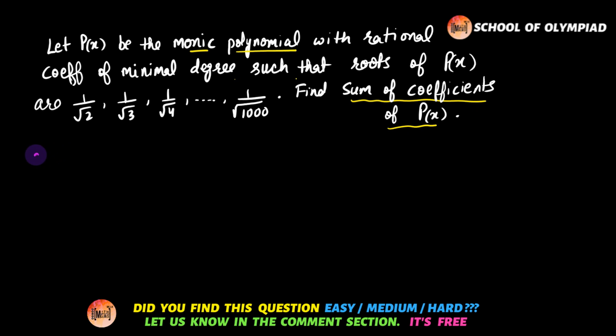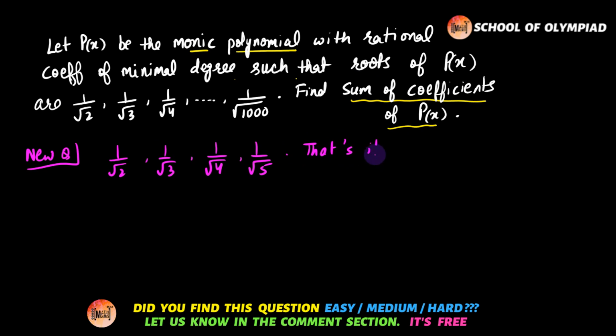So instead of starting with this question, let us now frame a new question. Let P(x) be a monic polynomial with rational coefficients of minimal degree such that the roots of P(x) are 1 by root 2, 1 by root 3, 1 by root 4 and 1 by root 5. That's it. So what we have done is, we have reduced the number of roots.